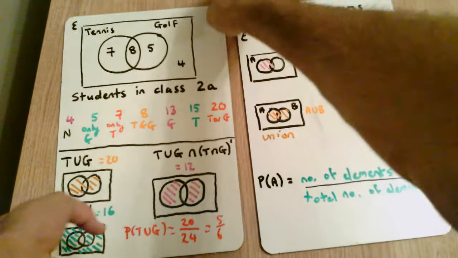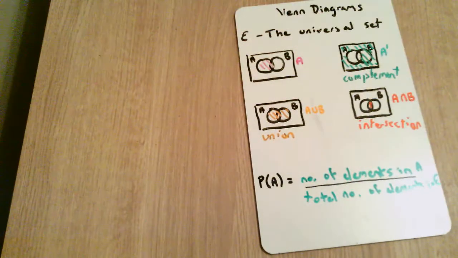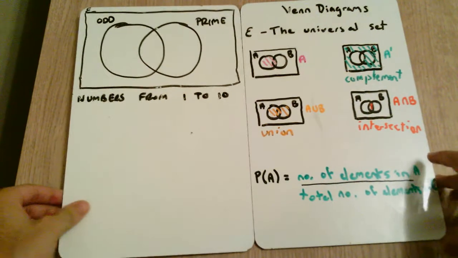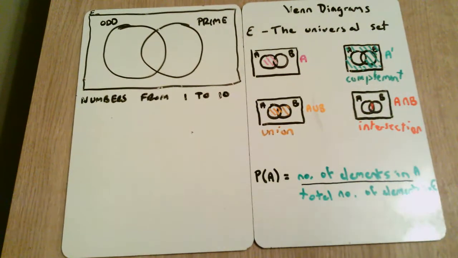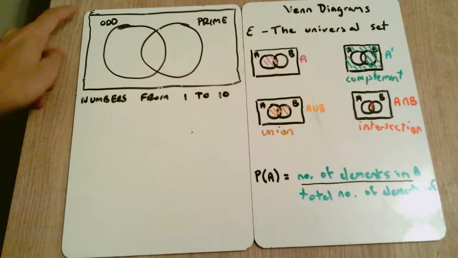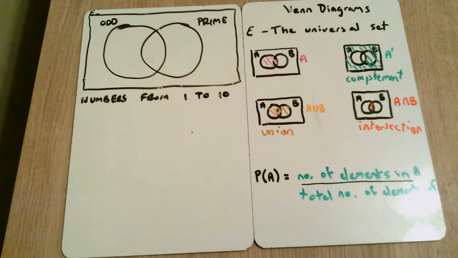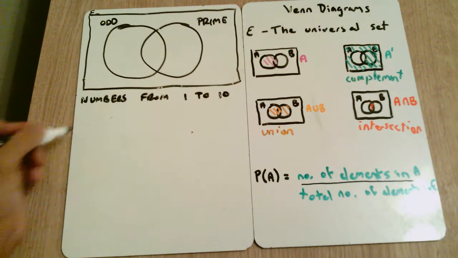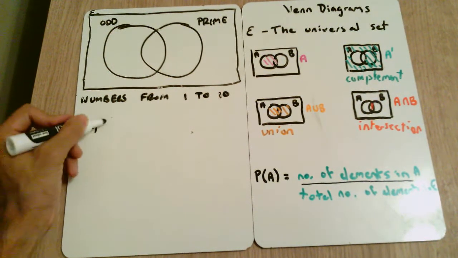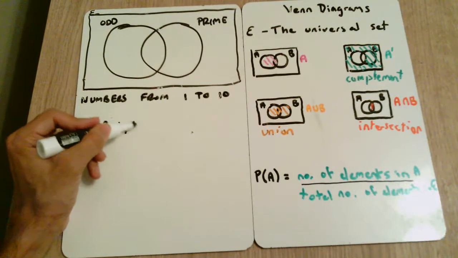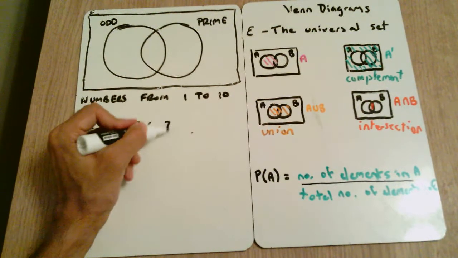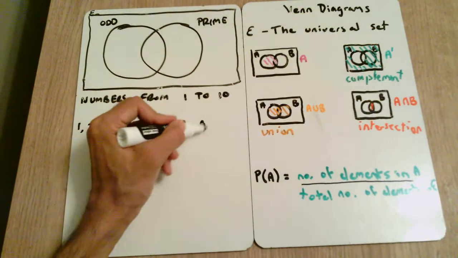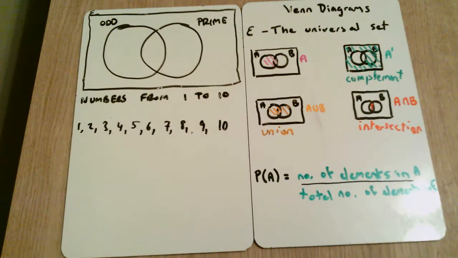So over here, I'm going to turn this over and have a very, very simple probability question, which we're going to fill in together. Now it says the universal set in this case are the numbers from 1 to 10. So numbers from 1 to 10 are all the numbers that are going to go into this Venn diagram. So I'm going to write them underneath. 1, 2, 3, 4, 5, 6, 7, 8, 9, and 10.